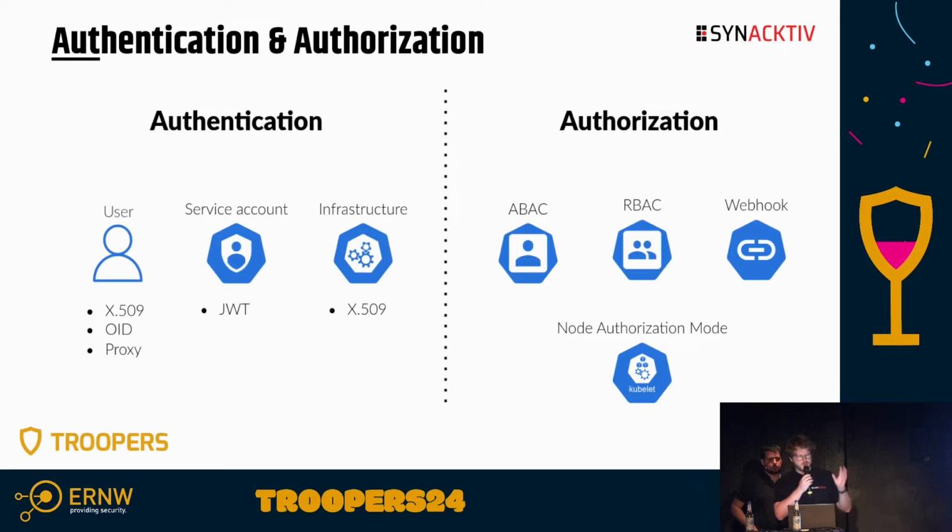Regarding authentication, you have mainly three kinds of identities. First of all, you will have normal users, your administrator, for example. You will have service accounts and also infrastructure components. Regular users are not stored inside the cluster as a resource. You can't list them, you can't create them directly inside the cluster. So all of their identifying information needs to be contained inside their credential. And that's why you will find ways like X509 certificates, OpenID Connect with an ID token, or an authenticating proxy in front of the API server.